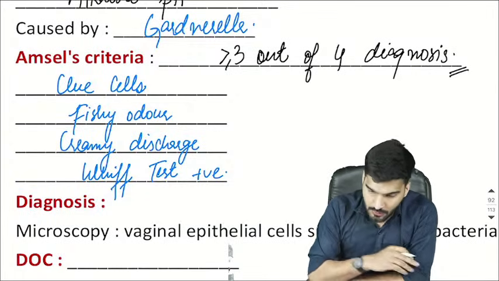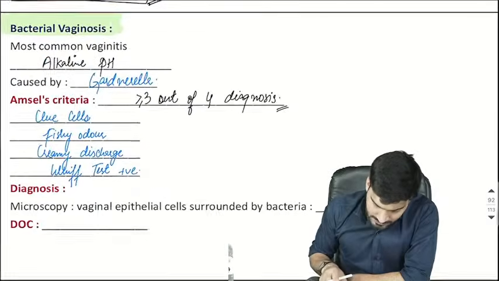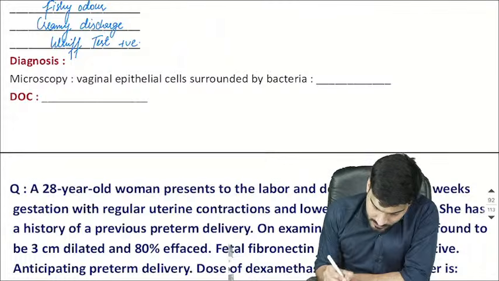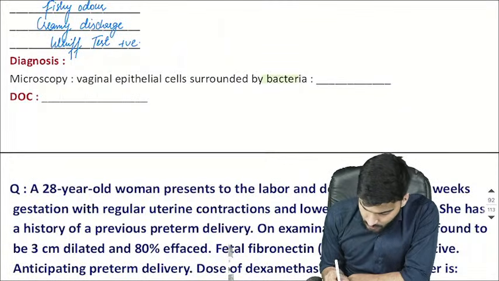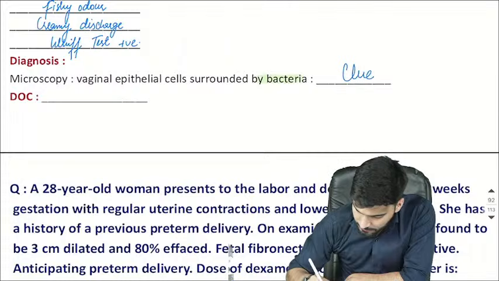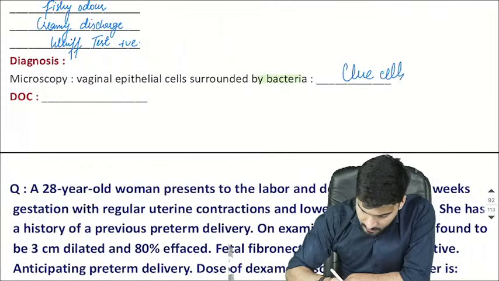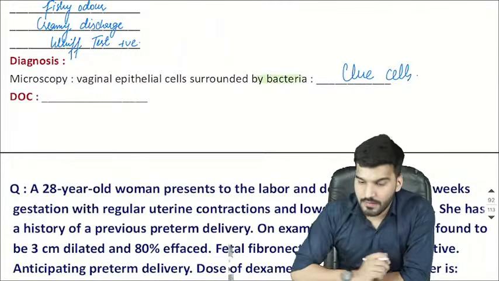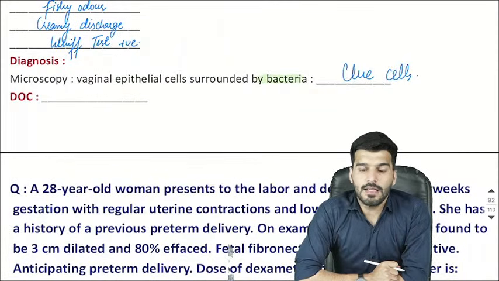Clear? Now next to that, remember the vaginal epithelial cells which surround the bacteria. This is called clue cells. That is clue cells. Clear?